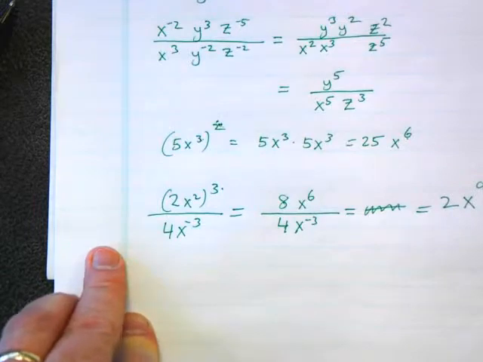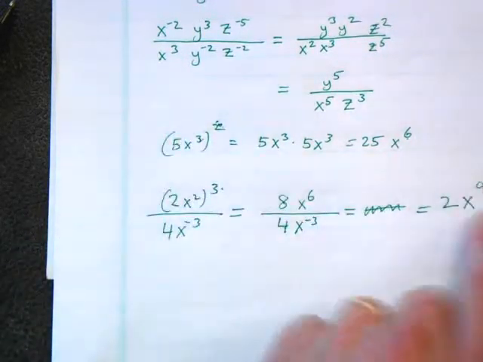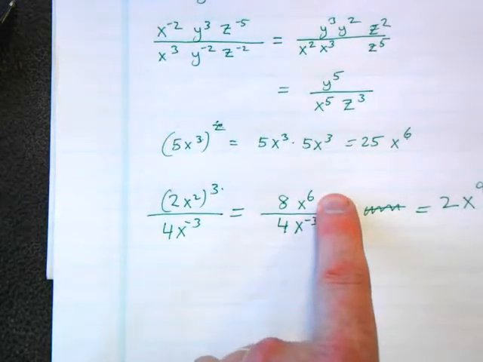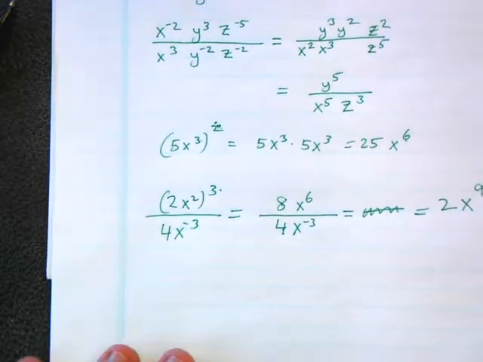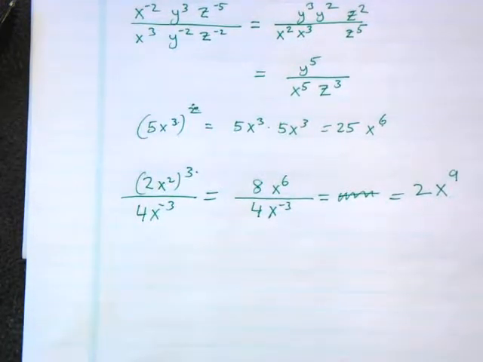Again, 2 ways to do it. 6 minus negative 3 is 6 plus 3, that's 9. Or you think that this negative power comes up to the top and that gives you an x cubed up on top. And an x cubed times an x to the 6 is an x to the 9. Again, watch your signs there. That's the biggest mistake people usually make, they mess up their signs.